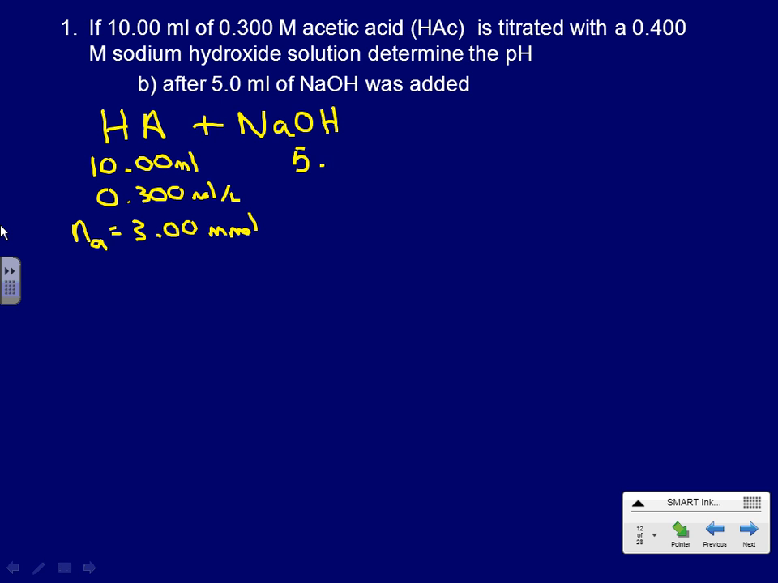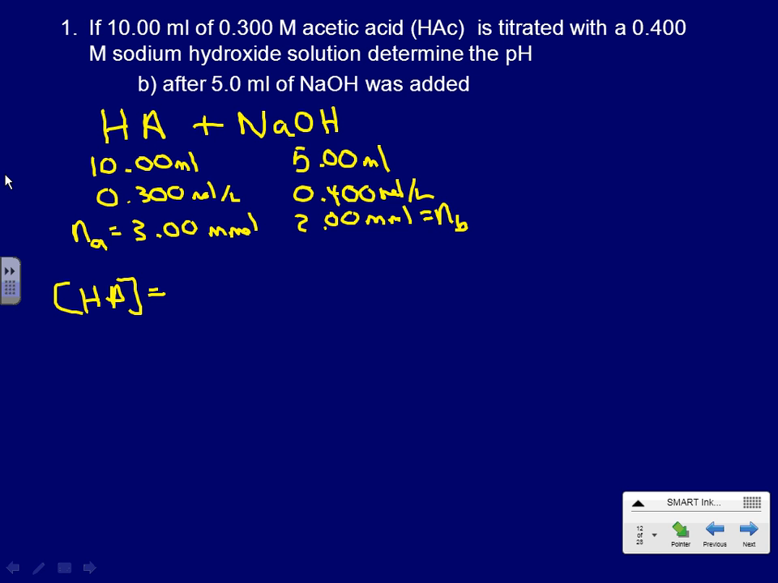Here I've added 5.00 milliliters. The concentration is 0.400 moles per liter. And if I multiply that together, I'm going to get, what is that? 2.00 millimoles, which means, NB, it means that 2 millimoles of the base has consumed 3 millimoles of the acid. So what's in the water? Well, the concentration of the acid.